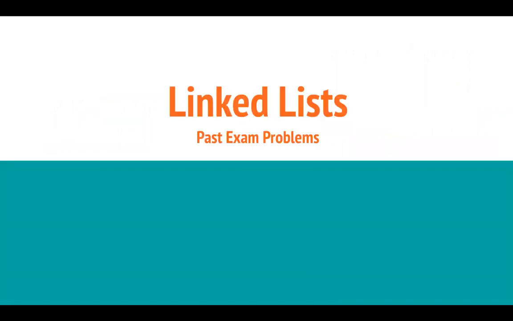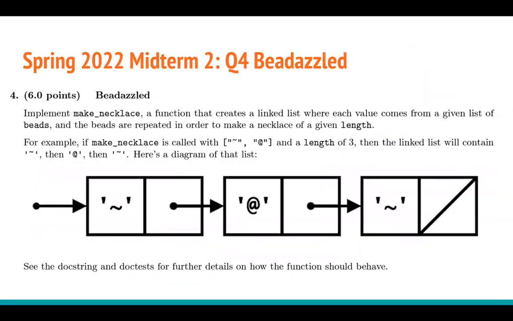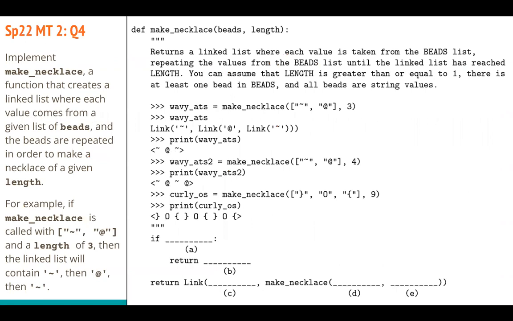Okay. So now we'll move on to some past exam problems. First one, Bedazzled. We're going to implement the function make_necklace, which creates a linked list where every value comes from a given list of beads, and the beads are repeated in order to make a necklace of a given length. For example, if we call it with the linked list above and a length of 3, it will create this linked list because it repeats once we get to the end of the linked list and starts the beads again. So here are some doctests.